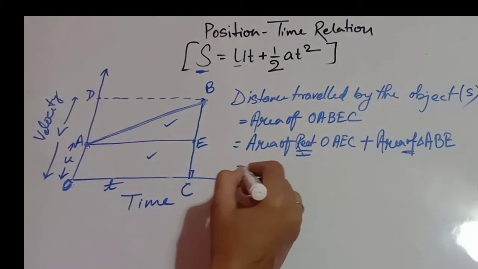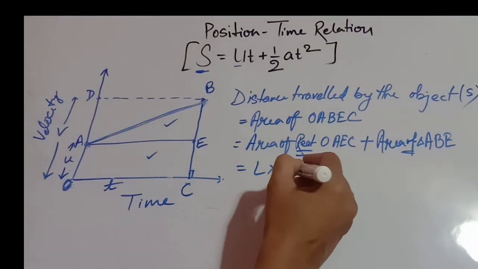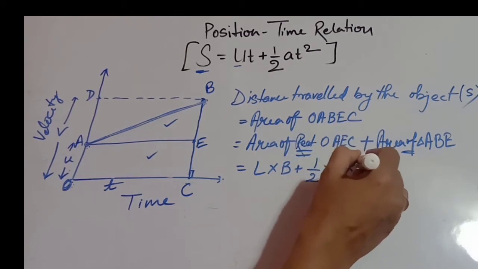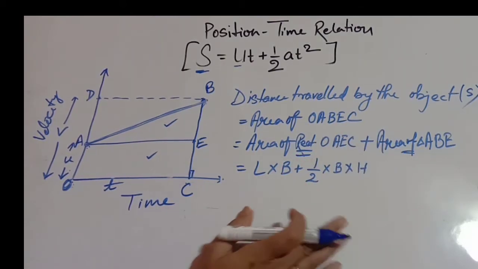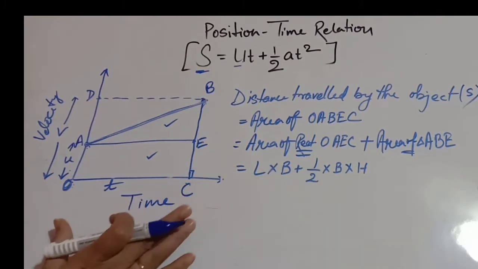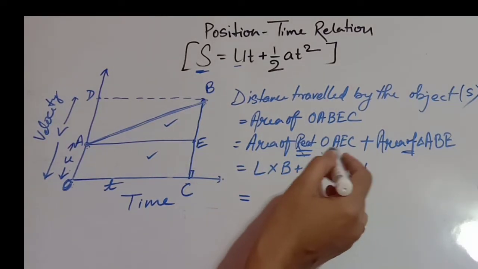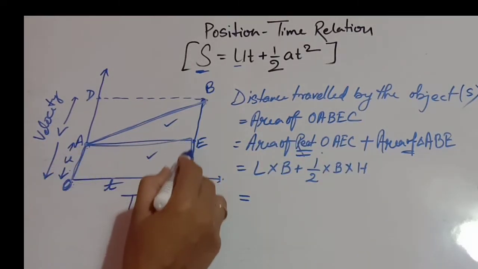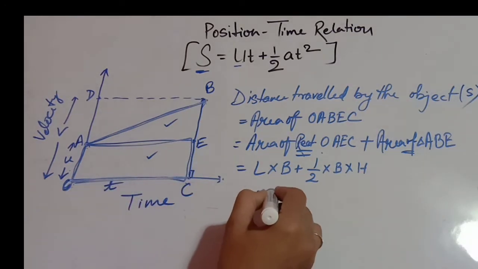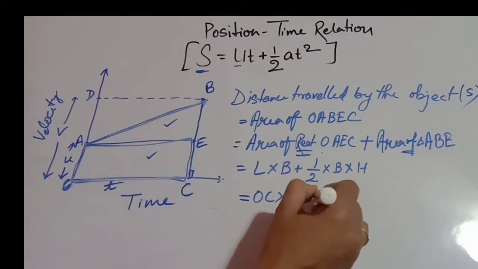Now write down the mathematical formula for the area of a rectangle and the area of a triangle. Area of rectangle is length into breadth, L into B, plus area of triangle is half base into height. Now you have to identify what is the length, what is the breadth, what is the height in this graph. First focus on the rectangle OAEC. What is the length, children? OC is the length. OC into breadth OA, plus half.